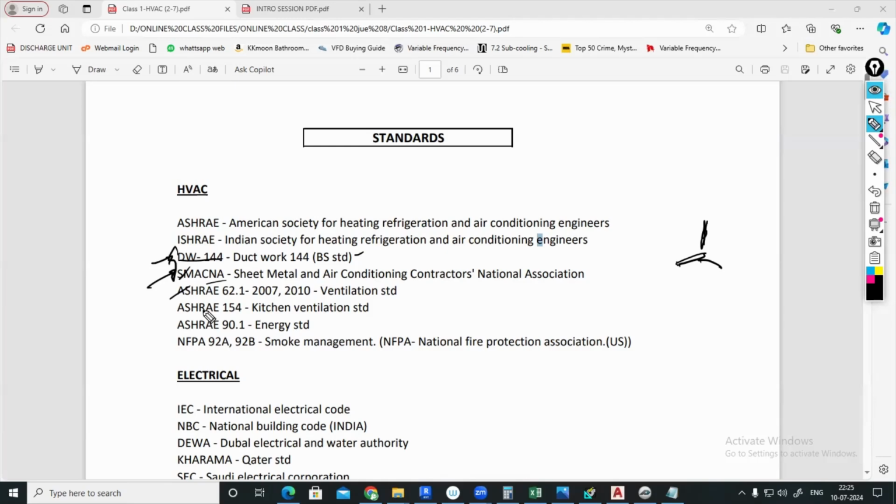Okay, that's why ASHRAE 62.1 is a ventilation standard. Once in every 3 years, they will be updating it. Whatever it may be, the base value is not going to change. So when we are designing our ventilation systems, we will be taking data from ASHRAE 62.1 only. Clear. Now, ASHRAE 154.